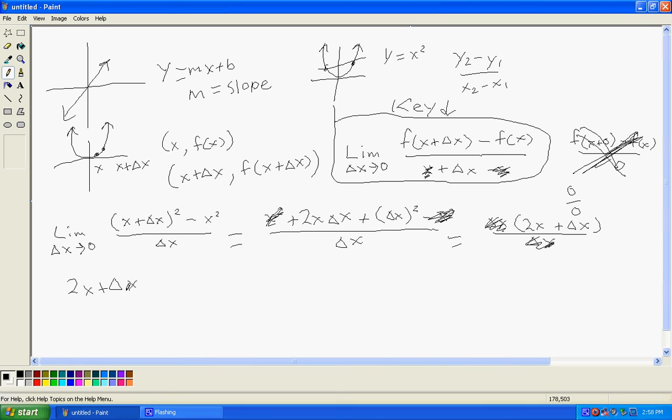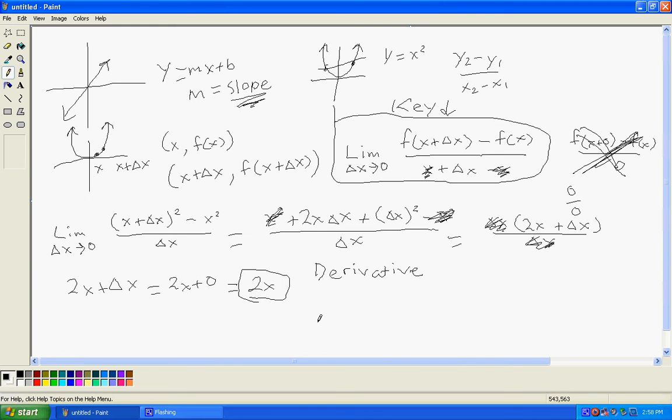But since there's no more division, we can substitute in 0, right? Because that's what we want. We want delta x to equal 0. So this is really just 2x plus 0 or 2x. And that is our slope. That is the slope at any given point on this, right? So this is the derivative. You're going to hear that term a lot in calculus. And all that means when someone says find the derivative is find the slope, right? We're looking for slope. That's what calculus deals with, is finding rates of change and relating them.